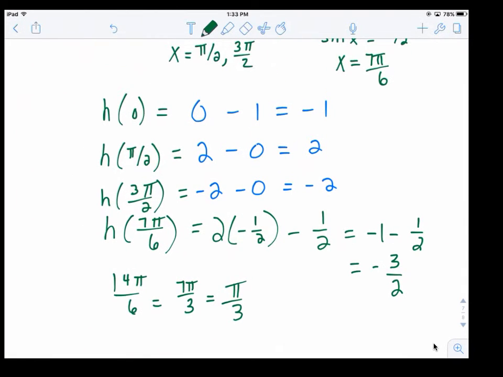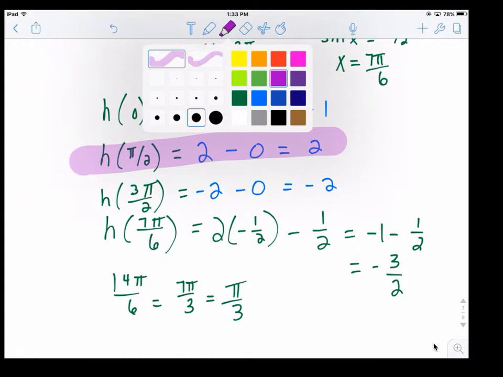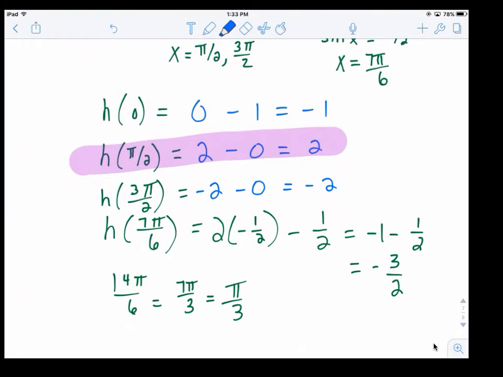All right, so your max is where? Right, and then your min would be at 3 pi over 2. All right, so you have a max of 2 at pi over 2, and then you have a min of negative 2 at 3 pi over 2.